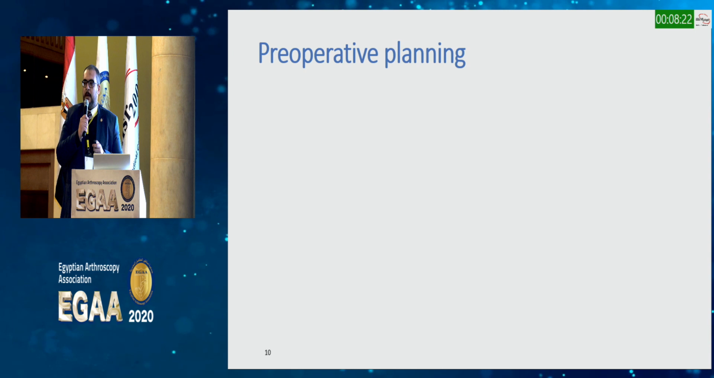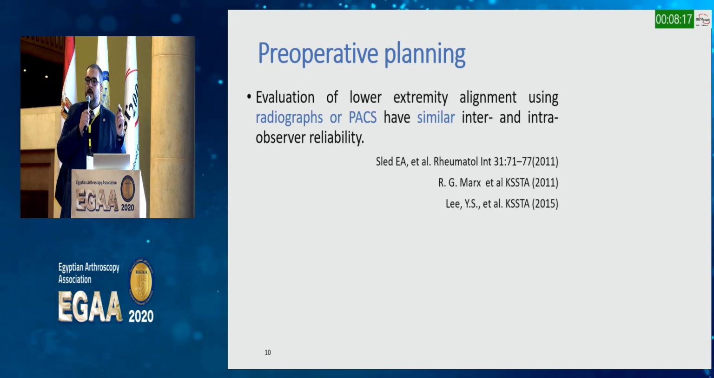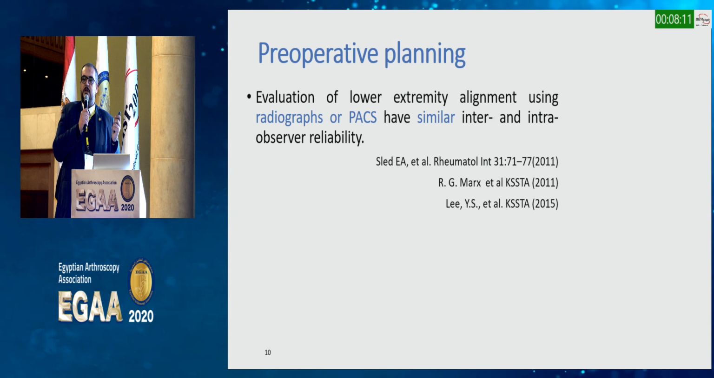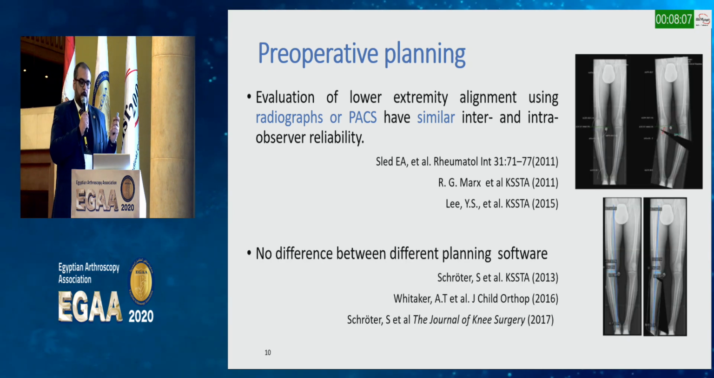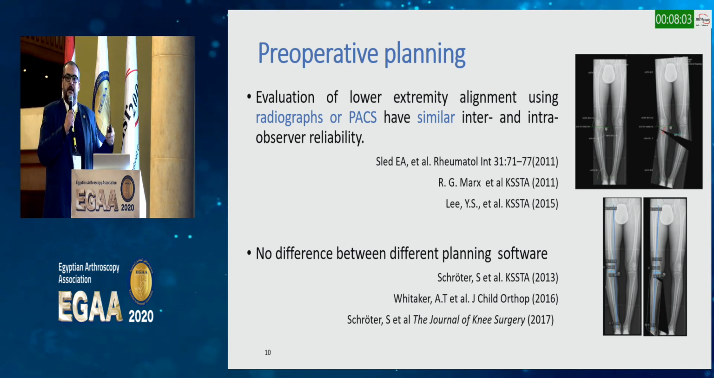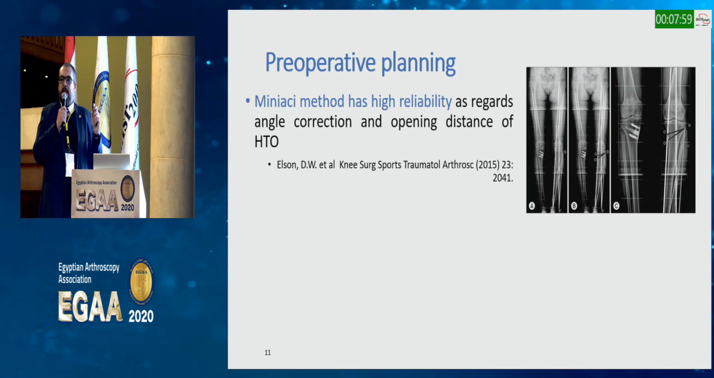So what is the evidence in preoperative planning? We find that evaluation of lower limb deformity using tracing paper or even using the PACS method has similar inter- and intra-observer reliability, so we can depend on both. And there is no difference between different planning software, as we currently have more than one, but all of them are valid. We speak about the Miniaci method.